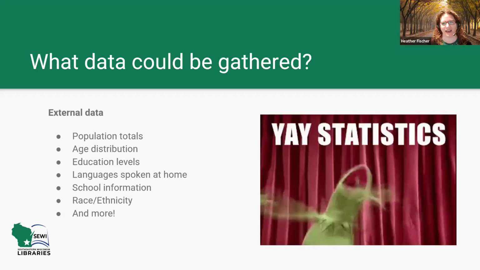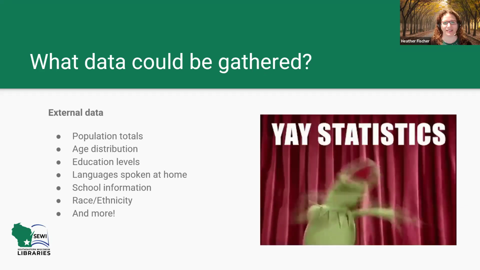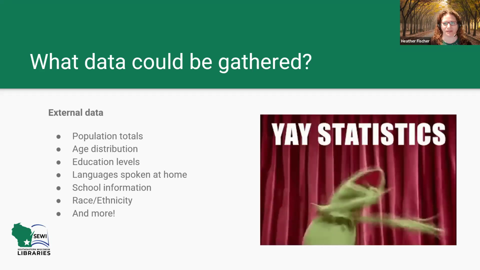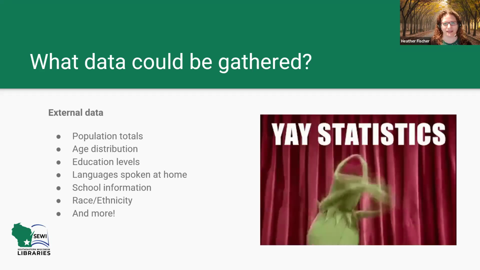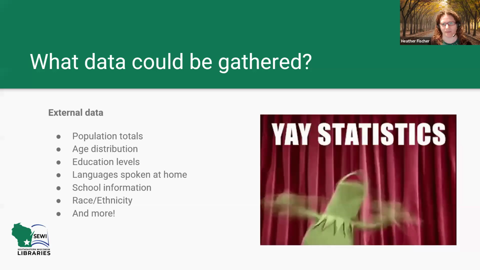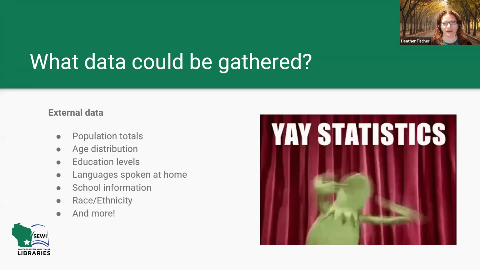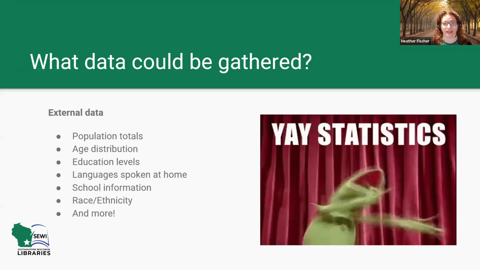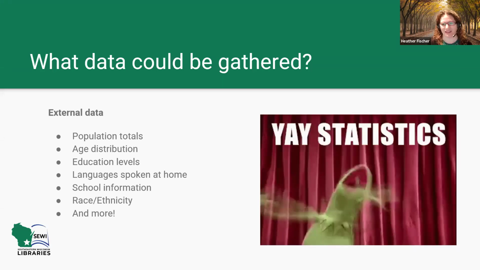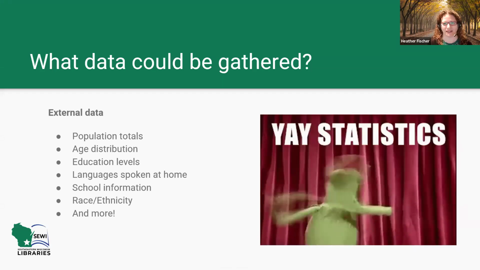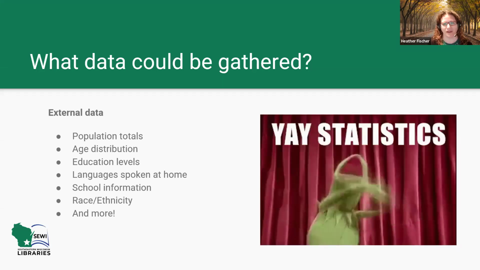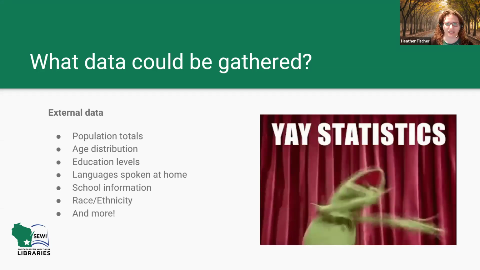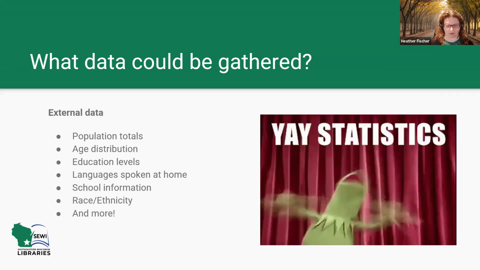After reviewing what you already have, you can go on to gathering additional external data. By comparing demographic data with your library user information, you can see who is and isn't using the library. This will help you figure out where and how to market your library. External data is available from many sources. And with that in mind, what other types of data could be collected? You can find data about population, ages, education, languages spoken, schools, and more.